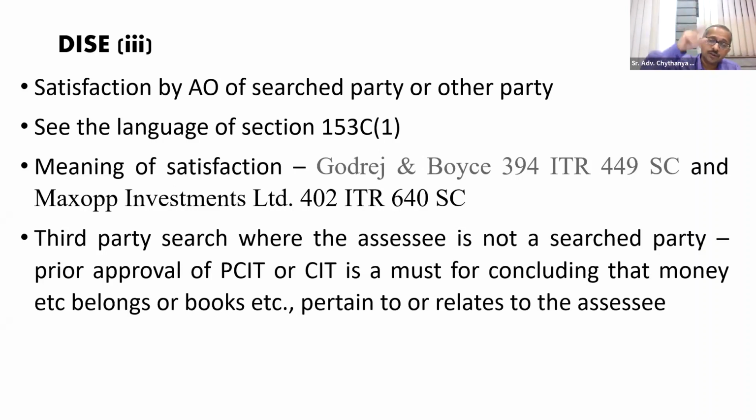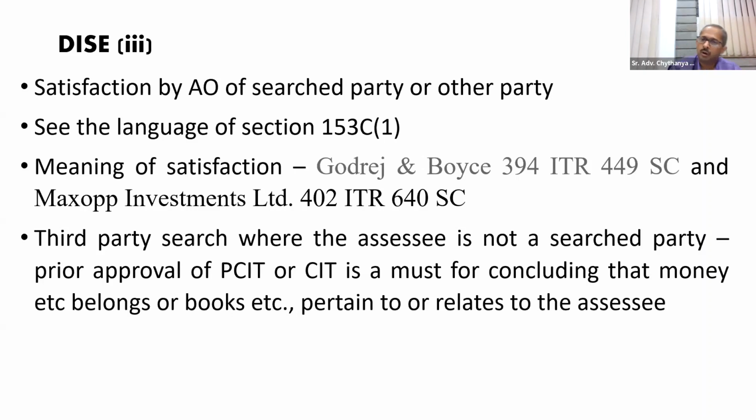So unlike in the case of 153C, where the first year satisfaction will have to be of the AO of such party, here it is not the AO of such party. So the AO of Sharma need not record the satisfaction. It is the AO of Chythanya, who is the other party. The AO of Chythanya will have to record the satisfaction. This is extremely important. And prior approval of whom? The principal commissioner or commissioner, and not the specified authority.